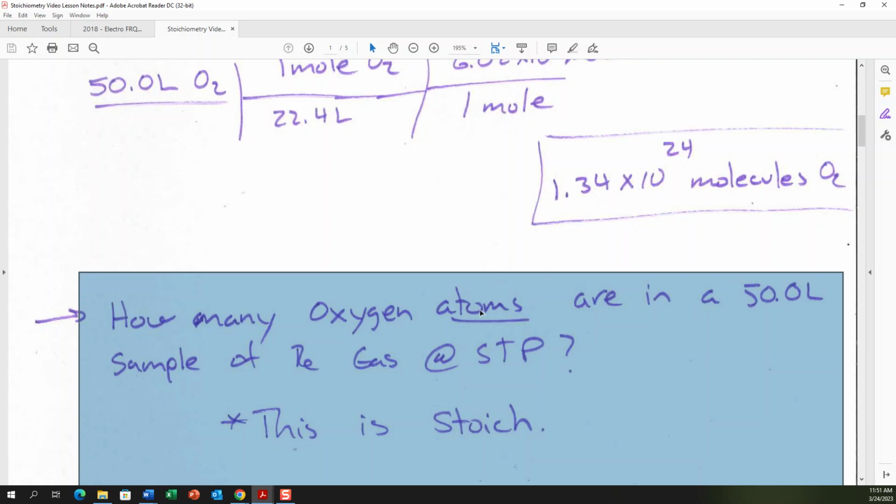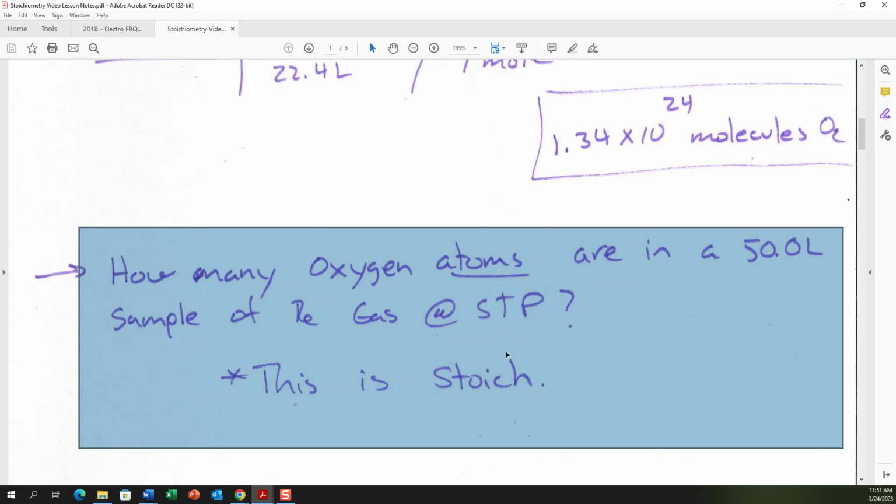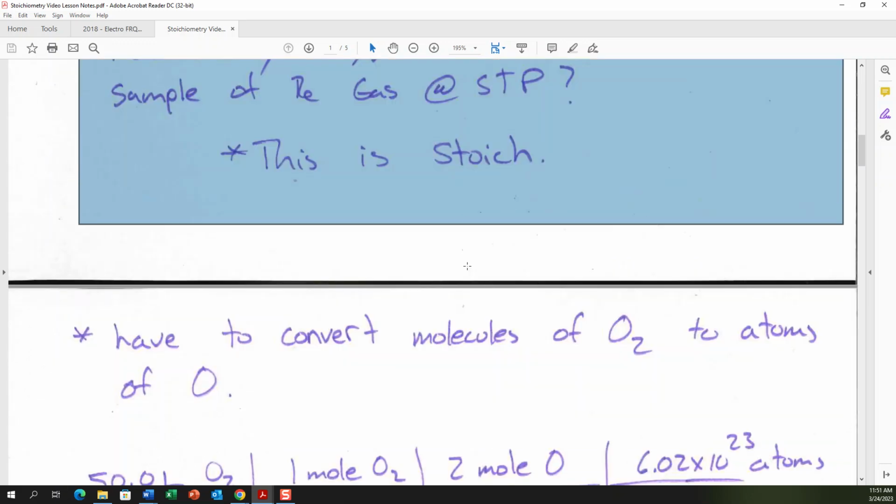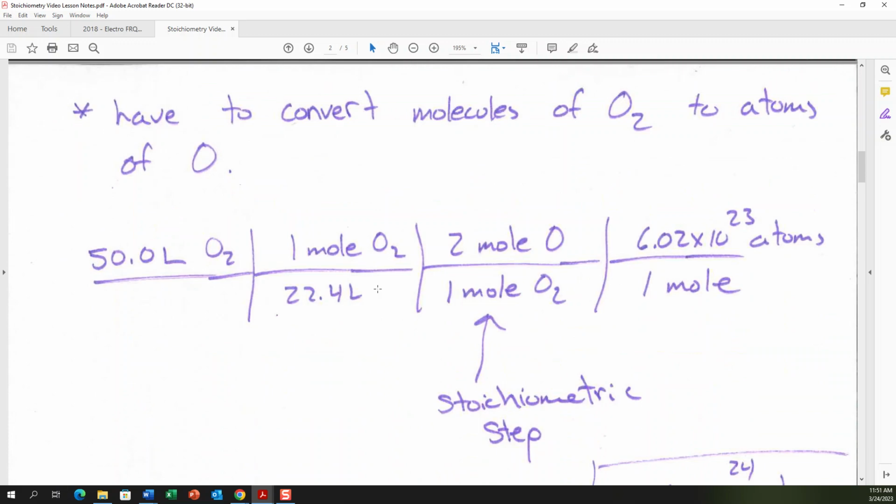This would be stoichiometry, and that's kind of the difference. This one isn't that obvious, but I wanted to show you. This would be a stoichiometry problem. So let me show you the setup to answer this question. Just like the first question, we're going to take our liters of oxygen, O2, and divide by 22.4, and that's going to give us moles of oxygen.